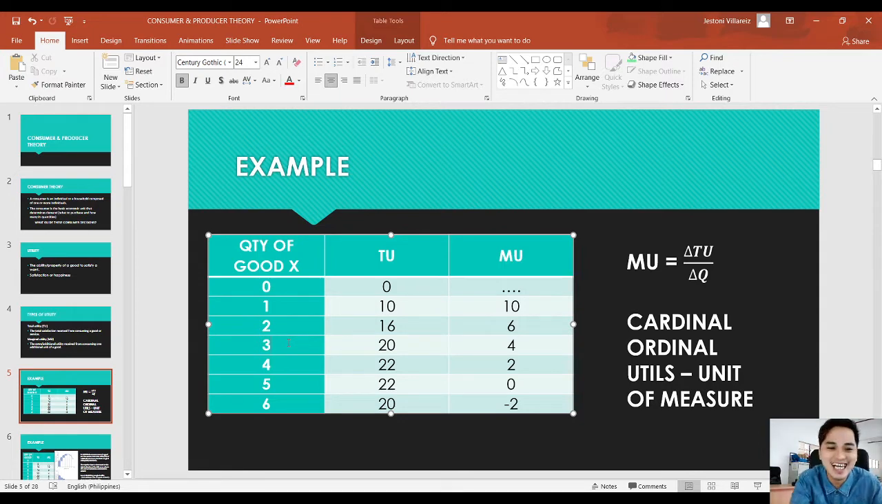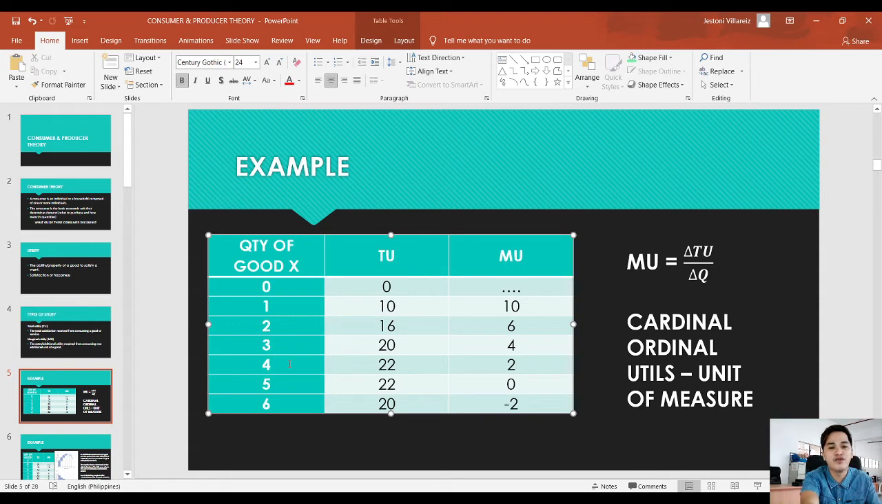Now, for consuming 3 burgers, your total utility increases from 16 to 20. However, since you are full, your craving was already satisfied by the first burger, and you were full after eating 2 burgers, then you eat a third burger only because it is on sale. So your marginal utility or additional utility for consuming the 3rd burger decreases from 6 to 4.